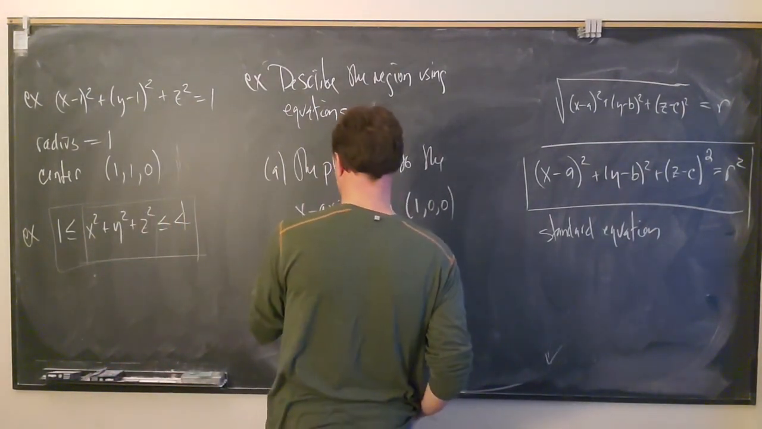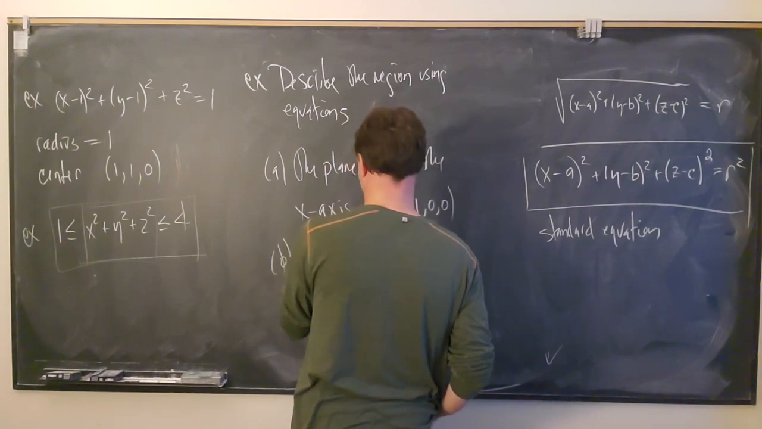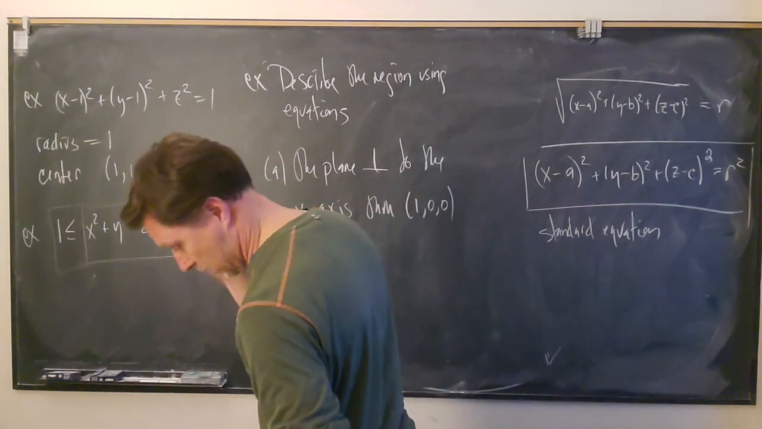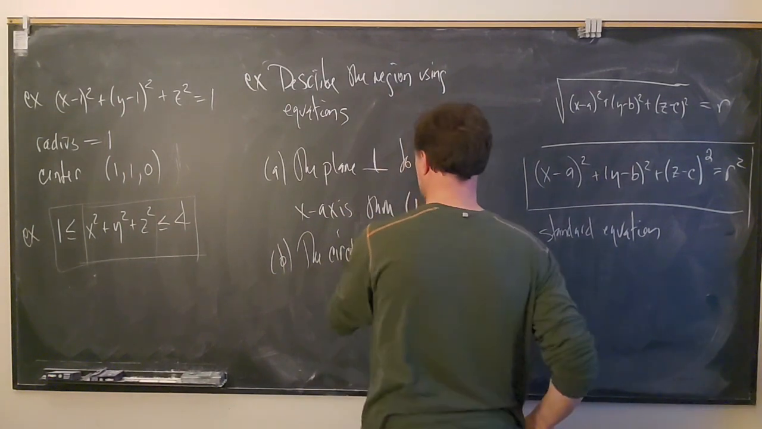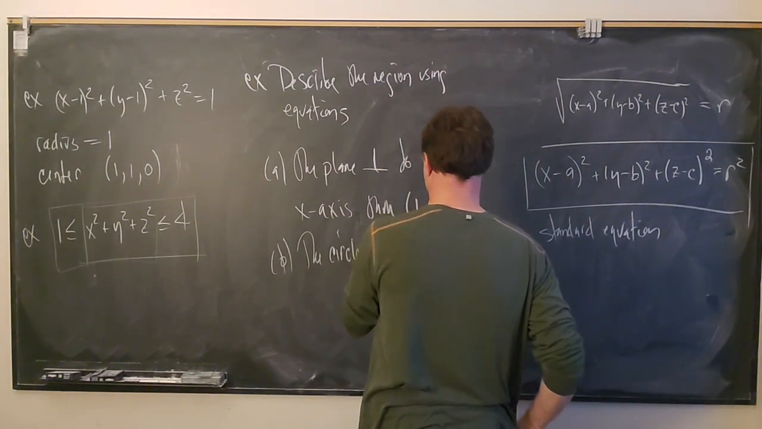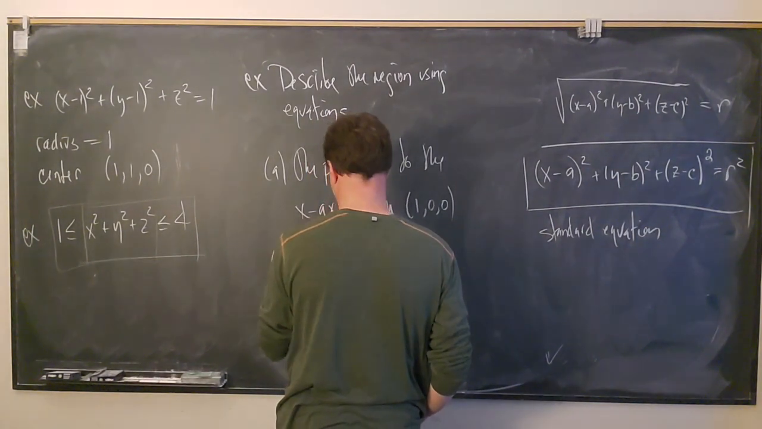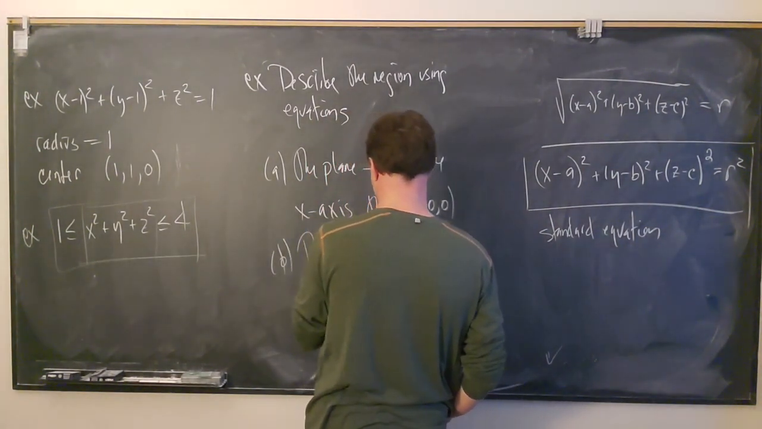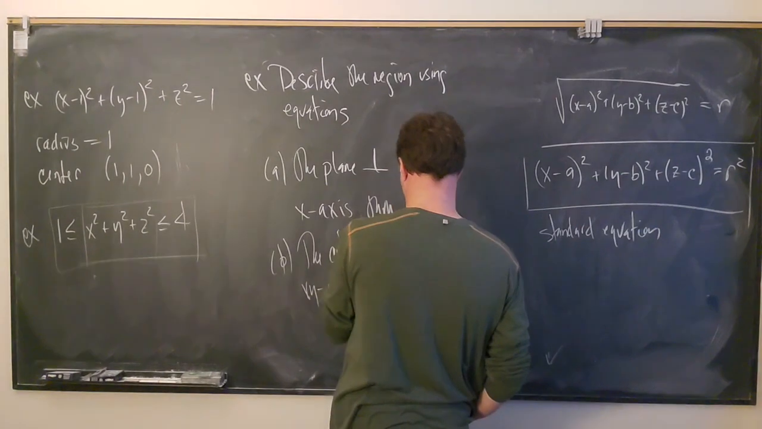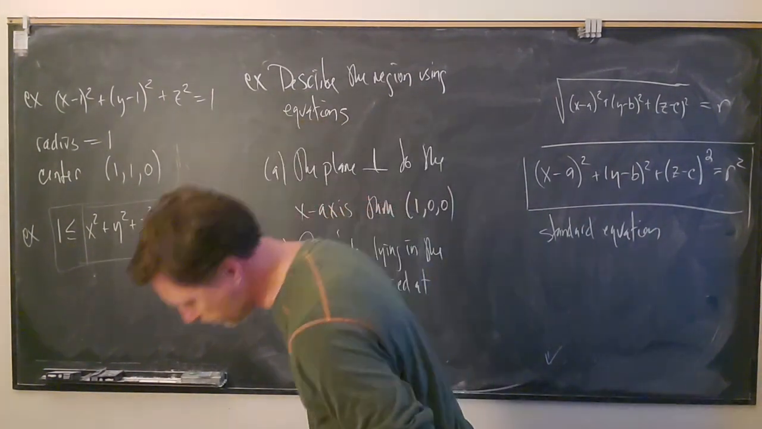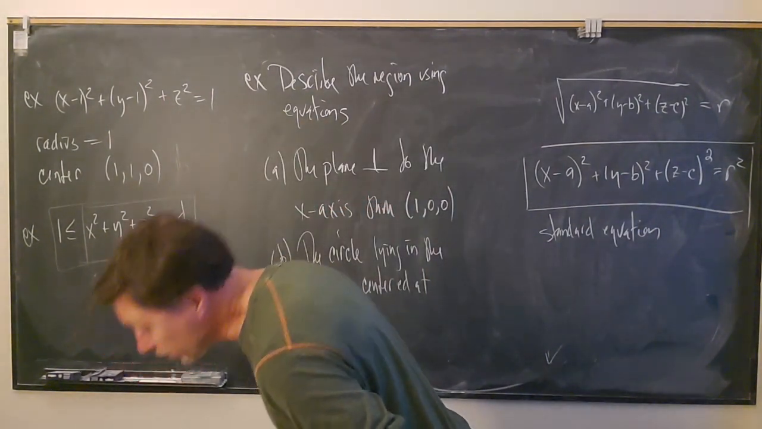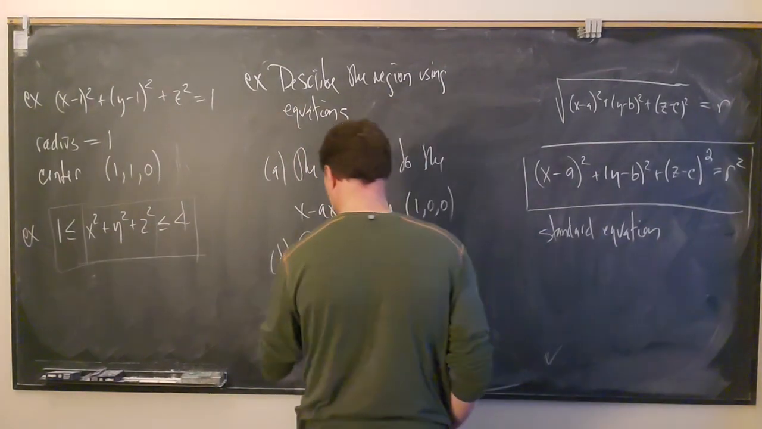So the circle lying in the xy plane centered at (0, 0, 0) with radius 3.